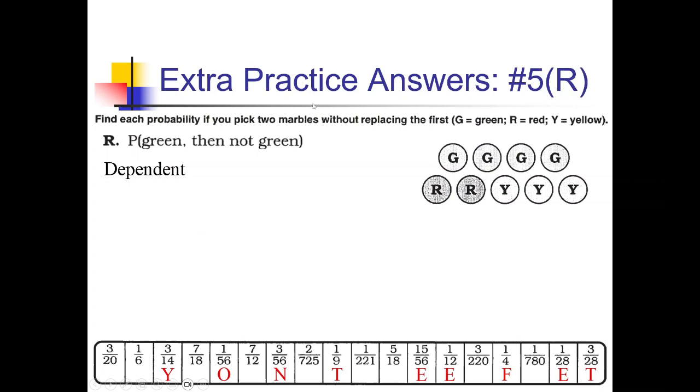For problem 5R, I want a green and then not a green. So we've got 4 greens out of 9 marbles right off the bat. And then once I've taken one of those greens, there's 5 marbles that are not green, but now there's 8 marbles total left. So 5 over 8 is what I multiply by. So that's going to be 20 over 72.